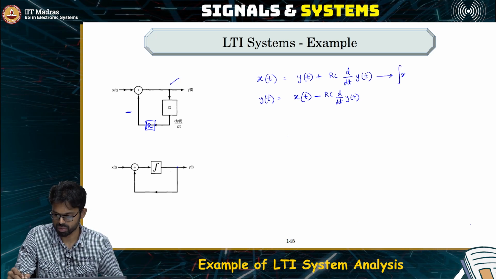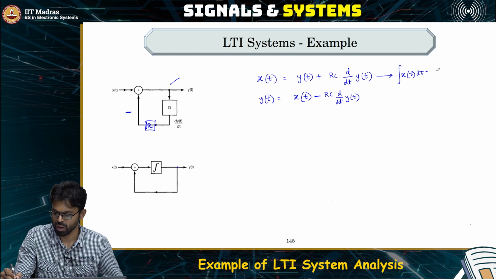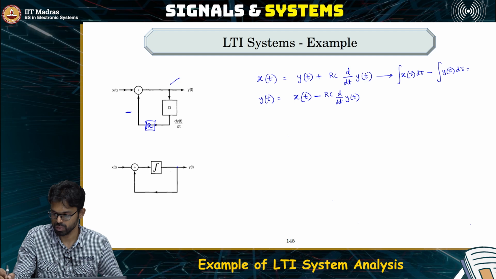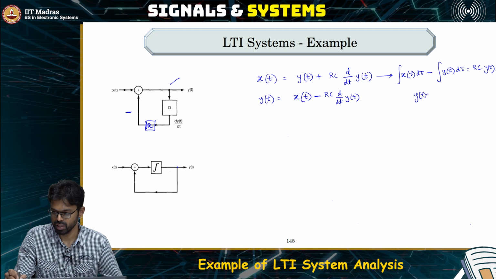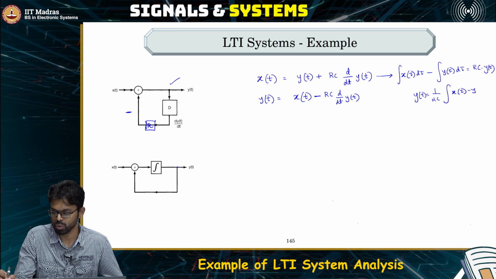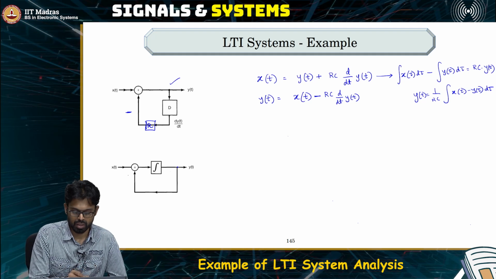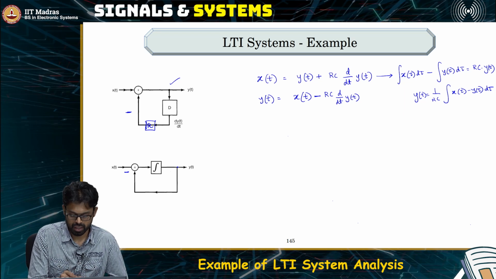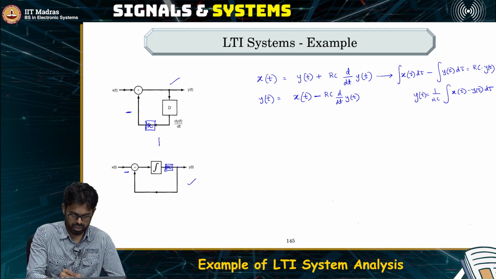You get integral of some x of tau d tau equals, so we can say, minus integral y of tau d tau equal to RC of y of t, which means the output y of t is equal to 1 by RC of integral of x of tau minus y of tau d tau. So, you can take the output, subtract it with the input, integrate it, scale it with an RC, and you will still get the same output. So, both these systems are equal.